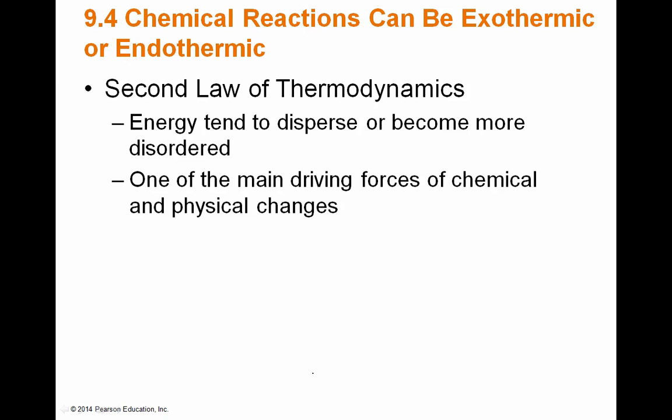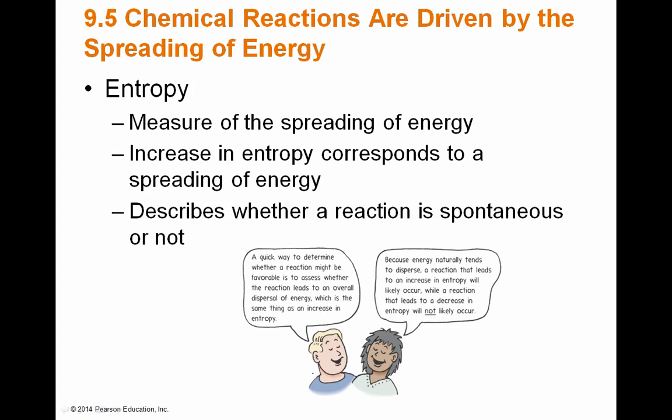This is one of the main driving forces of chemical and physical changes. If the product is more disordered than the reactant, then the reactant is going to be pushed toward the product because the product is more disordered. The name for this is entropy, where entropy is the measure of the spread of energy. If you increase entropy, you increase disorder. So it describes whether or not a reaction is spontaneous too, meaning if things are going to naturally become more disordered, that means they've got a large amount of entropy, and so the reaction is going to be spontaneous, just as your room will spontaneously get more and more disordered over time.